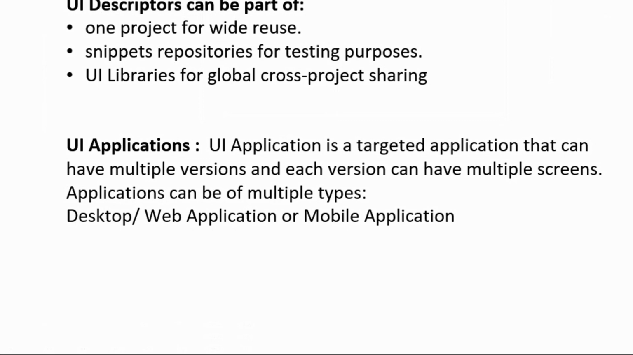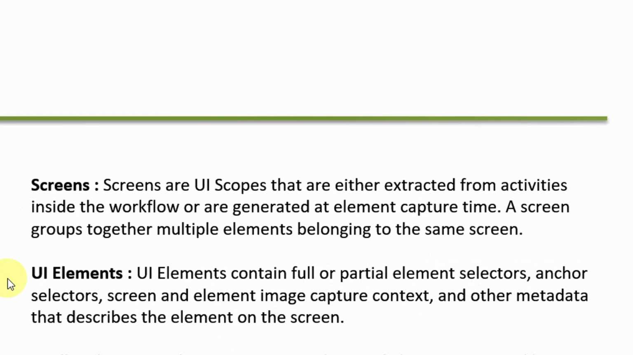Okay, then moving to the right hand side, we have something which is called screens. What exactly are the screens? Screens are the scope that are either extracted from the activity or are generated at runtime when you use the capture screen, right? So a screen groups together the multiple elements belonging to the same screen. So what does it mean? Let's say there are 3 pages in the website, page 1, page 2, page 3. If I talk about what is the UI application, the UI application is a browser. Now in the UI application we have to work on page number 1, which is screen 1. So I have 3 screens in 1 UI application.